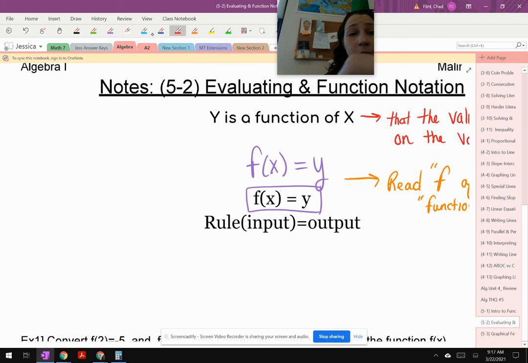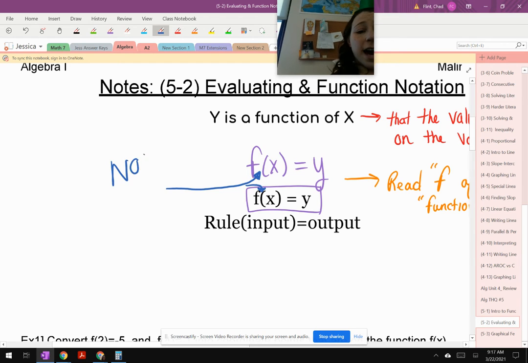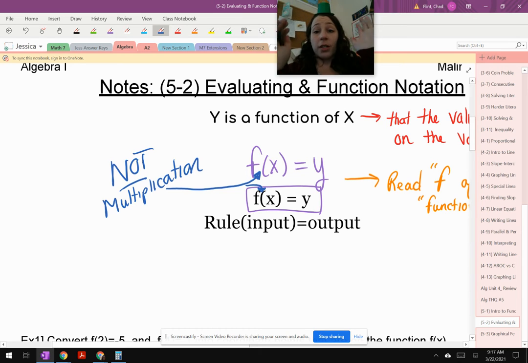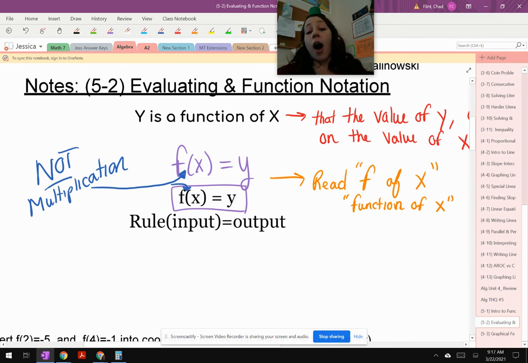It's also super, super duper important to realize that right here and right here, that is not multiplication. Even though normally when we're used to seeing a number or a letter in parentheses, we're used to that being multiplication. In this situation, it is not that, and that's going to be the hardest thing to get used to. F is not being multiplied by x. That is read as f of x, function of x is equal to y, would be the other part.